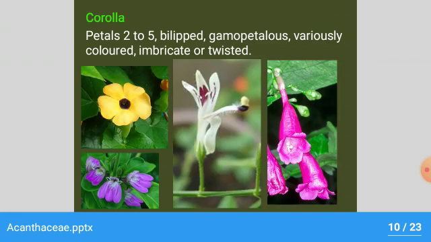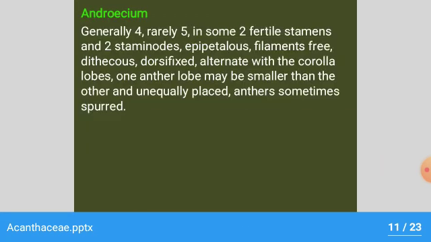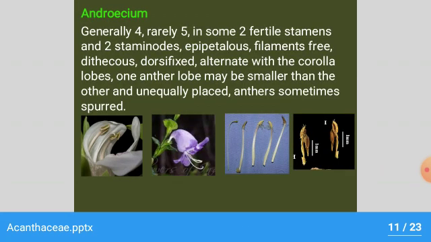Next we move to corolla. Petals generally 2 to 5, bilipped condition, gamopetalous, that is petals are united, variously colored. Then aestivation is imbricate or twisted. Next androecium, generally 4 or 5 stamens, sometimes 2 fertile stamens and 2 staminodes present. Generally the stamens are epipetalous, that is, the stamens are united or fused with petals.